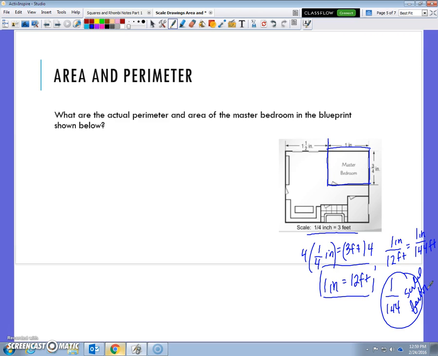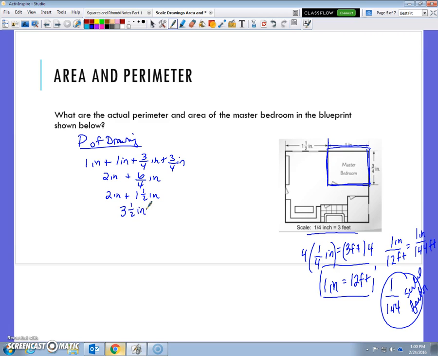So let's start with finding the perimeter of the drawing, or model, you could say. Well, I know it's 1 inch here, 1 inch here, 3/4 inch and 3/4 inch. So let's just add them all up. 1 inch plus 1 inch plus 3/4 inch plus 3/4 inch. So I have 2 inches plus 6/4 of an inch, which would equal 1.5 inches. So 2 inches plus 1.5 inches would equal 3.5 inches. Okay, so that's the perimeter of the scale drawing.